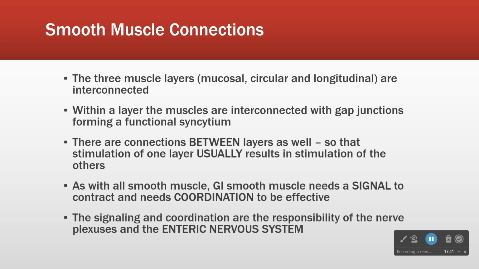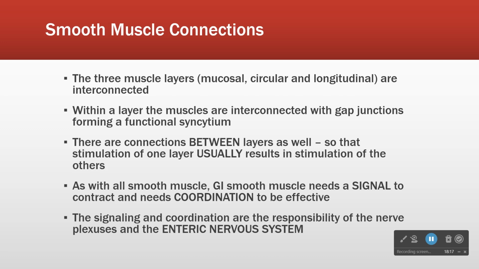to contract, which makes sense because a smooth muscle cell contracting by itself is not going to do any good. You need to have groups of them contracting together. So they are interconnected. But then in between the layers, there are also connections. It means that the circular, longitudinal, and mucosal layers all tend to stimulate at the same time. In other words, movement in one tends to create movement in the others.